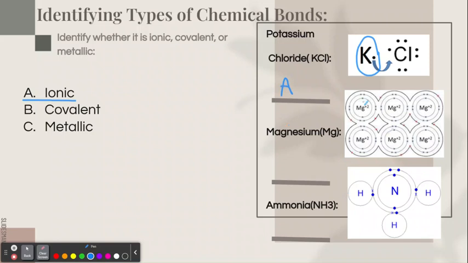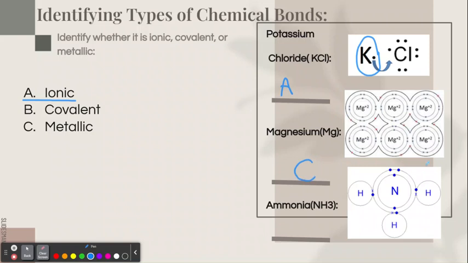Magnesium, if you remember, as I said with those previous slides, the other options are sharing electrons or having mobile electrons. And here you can see that these are mobile, they can move around. So this is going to be a metallic bond.